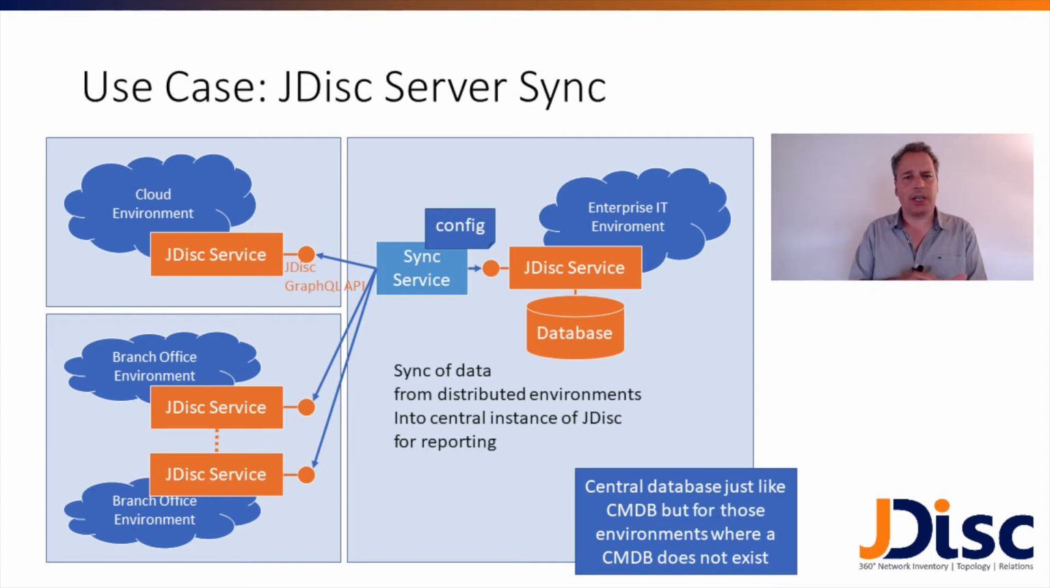Now suppose you did buy JDisc Discovery in all your environments, and you have multiple environments: the enterprise IT, a cloud environment, different branch offices. Usually what you do is you install a JDisc Discovery server in each of these environments and you do the local discovery. So no need to have complex cross-environment communication or credential mess. Everyone does its own, and so you have a lot of different databases that now contain your discovery data from JDisc.